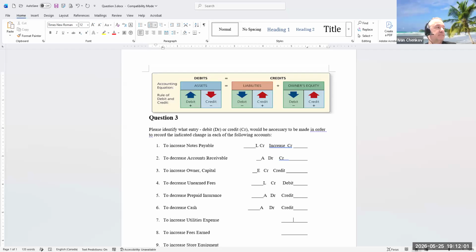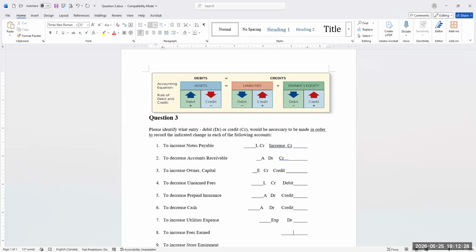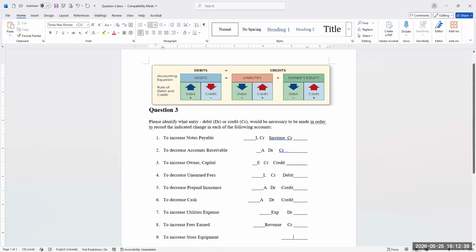Utilities expense. Obviously, that's an expense, right? And if I want to increase the expense, I have to debit it. Why? Because increases in expenses are always on the debit side. Next one is fees earned. Once we earn fees, what is that for us? Revenue. Of course, it's a revenue. And if I want to increase the revenue, credit.